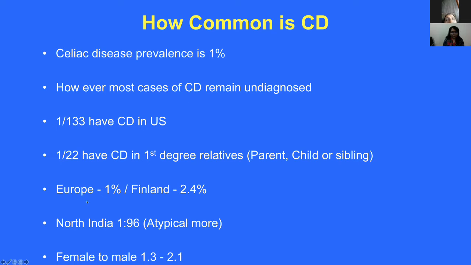In Europe, the prevalence is just as it is worldwide. In Finland, it's more, although this is not a predominantly wheat eating area, but a high prevalence is reported. In North India, it is 1 in 96, and out of them, the atypical variety is more common. The female to male ratio is 1.3 to 2.1, that is, it's more commonly diagnosed in females as compared to males.